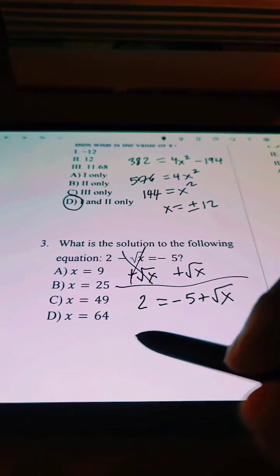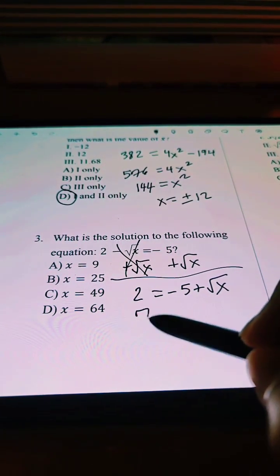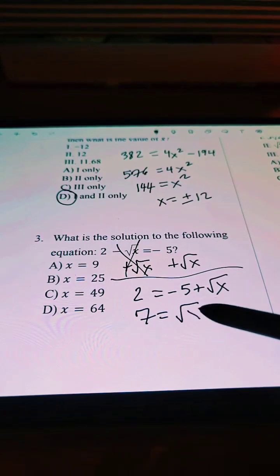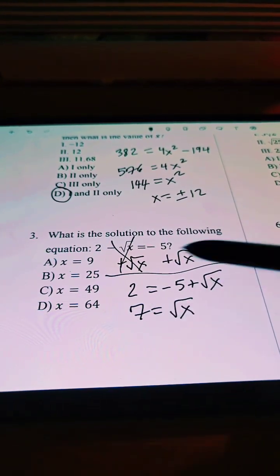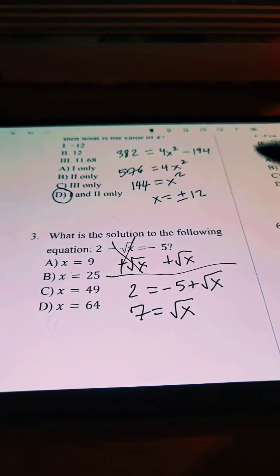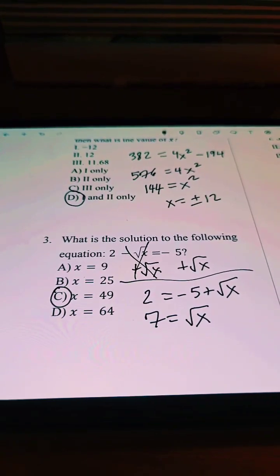Then you're going to add 5 to each side to isolate root x. So then you're going to get 7 is equal to the square root of x. So you have to ask yourself, okay, what would go inside the square root that would give you a 7? And that would be 49, because the square root of 49 is 7.